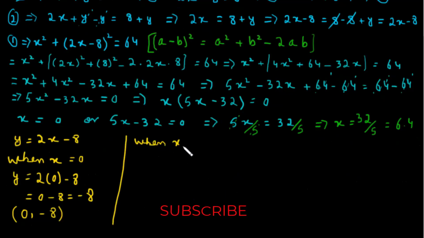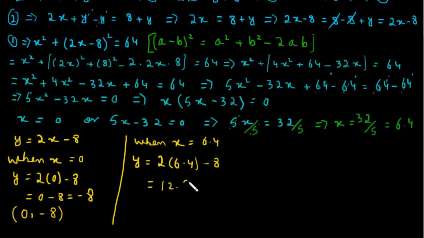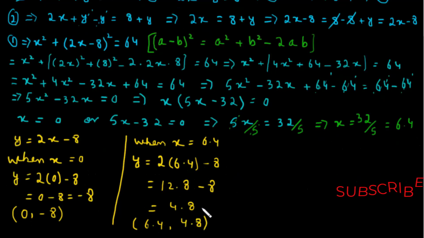And when x is equal to 6.4, the equation becomes y is equal to 2 times 6.4 minus 8. This gives us 12.8 minus 8, which is equal to 4.8. So when x is equal to 6.4, y is equal to 4.8. Finally, we came to know that when x has two values, y also has two values.